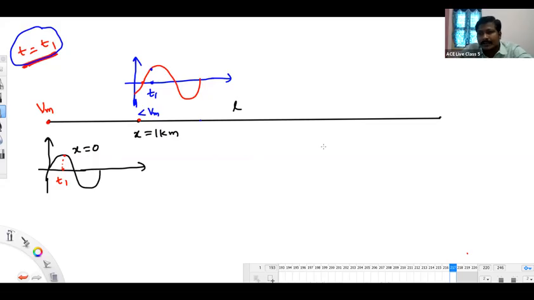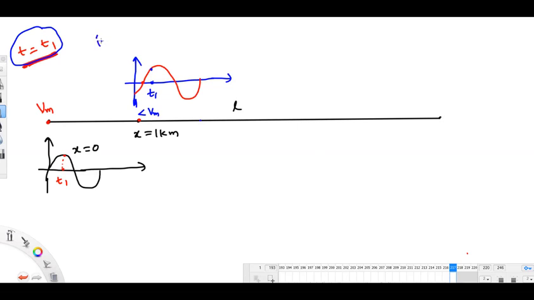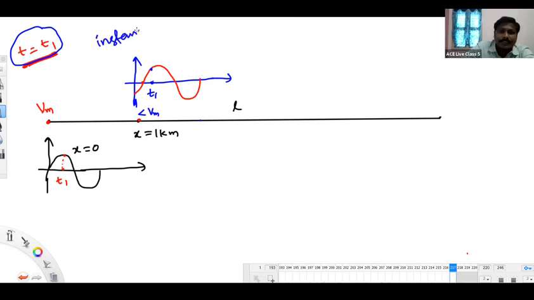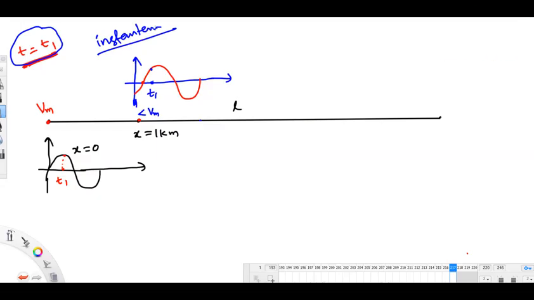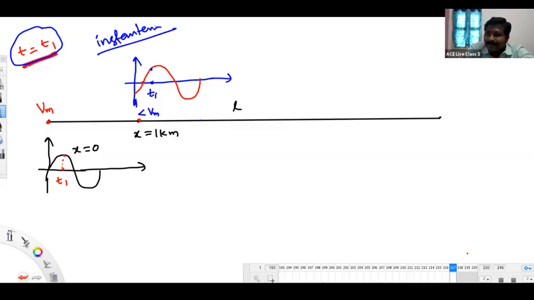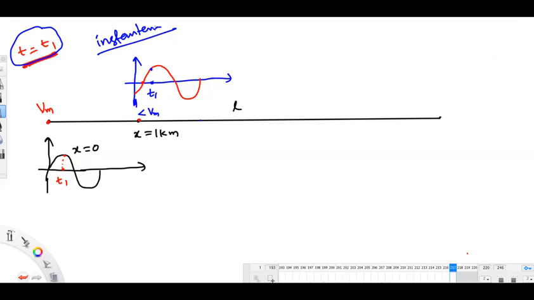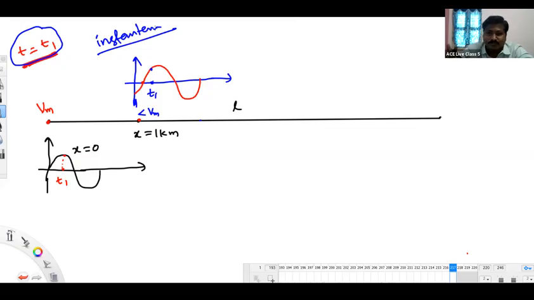What is that voltage we are talking about? Is it RMS voltage, peak, or instantaneous? It is instantaneous, which is the more practical thing. Instantaneous is practical always. RMS and peak values we take for easiness in analysis of a waveform. Instantaneous voltage is the practical voltage that we can observe, changing from time to time.